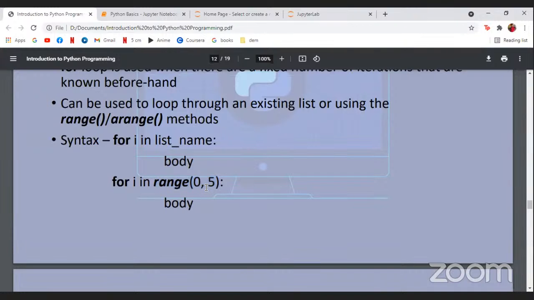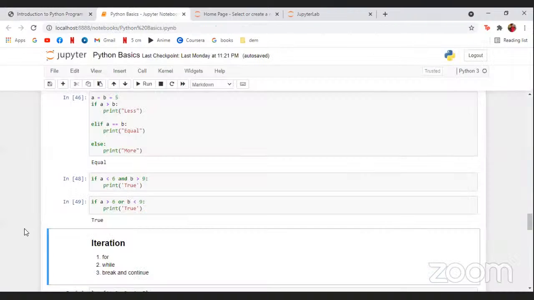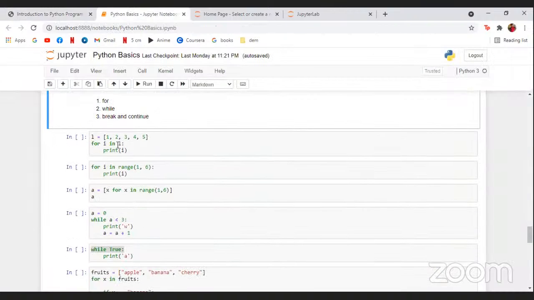And just like slicing, it stops at 4. It does not reach 5. So it includes the first one, does not include the second one. So you can think of this as closed on this side and open on this side. Right? So if you look at the for loop, this is a list that I made from 1 to 5.